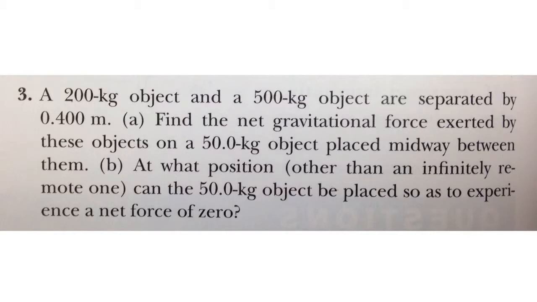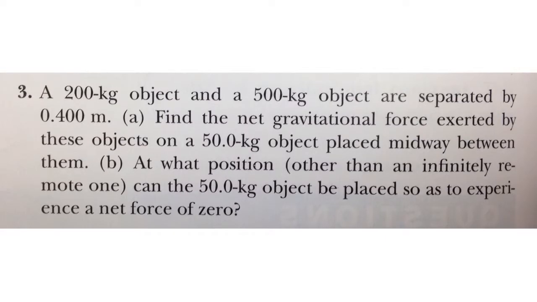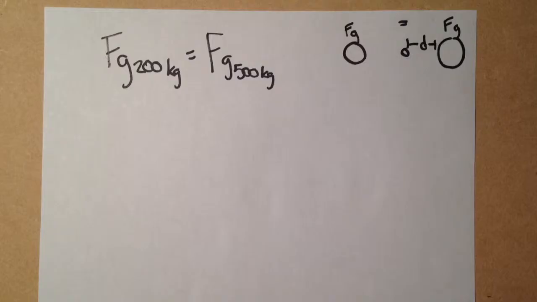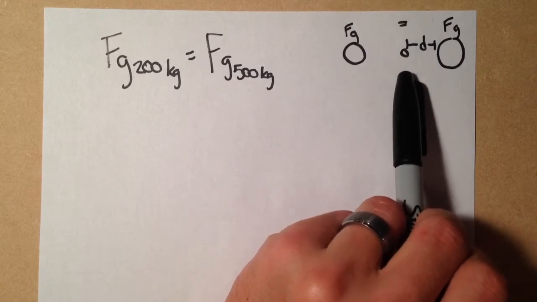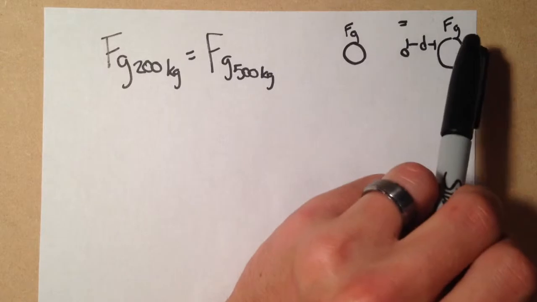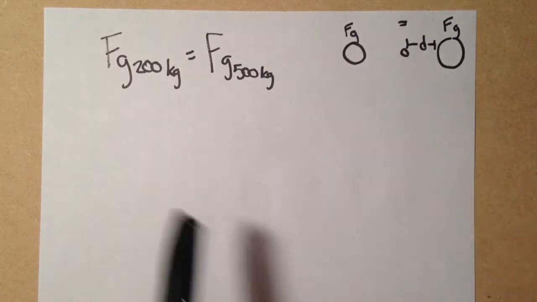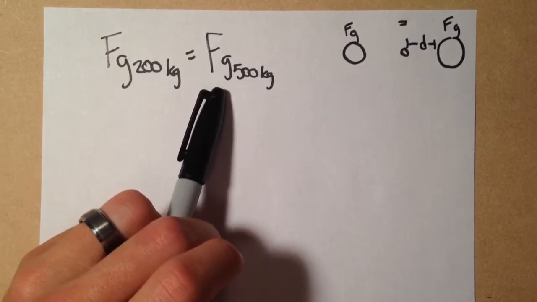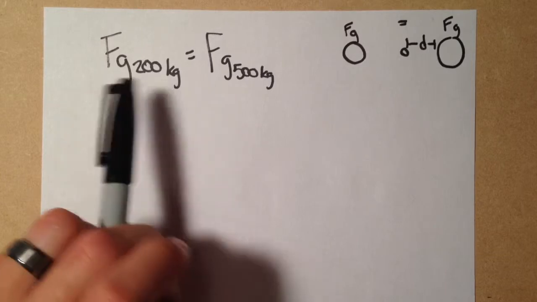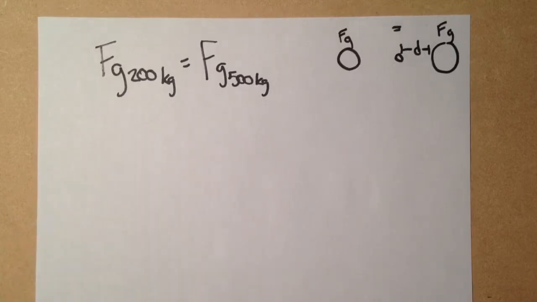Okay, so part B states, at what position can the 50 kilogram object be placed so as to experience a net force of 0? So what B is having us find is the distance between the 500 kilogram object and the 50 kilogram object when the gravitational force of the 200 and the 500 are equal. So yeah, when the 500 kilogram object's gravitational force is equal to the gravitational force of the 200 kilogram object.